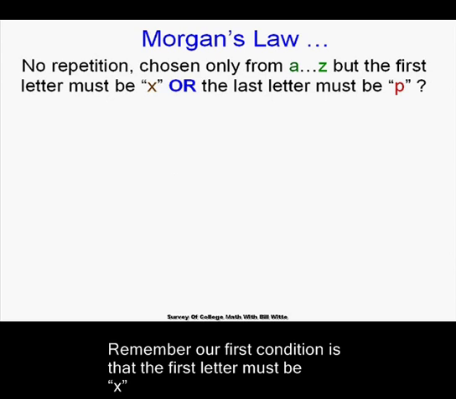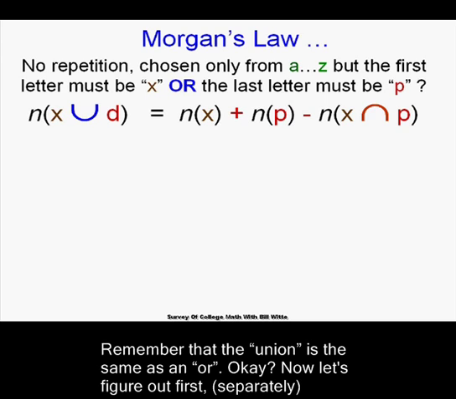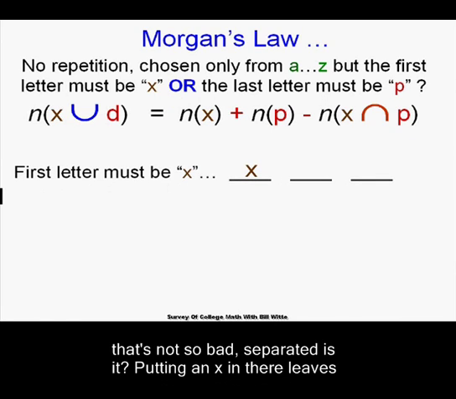Okay, remember our first condition is that the first letter must be X, and our second condition is that the last letter must be P. There's De Morgan's, or the inclusion-exclusion principle. Remember that a union is an OR. Let's figure out first the number of ways that X can occur as the first letter in this 3-letter password.